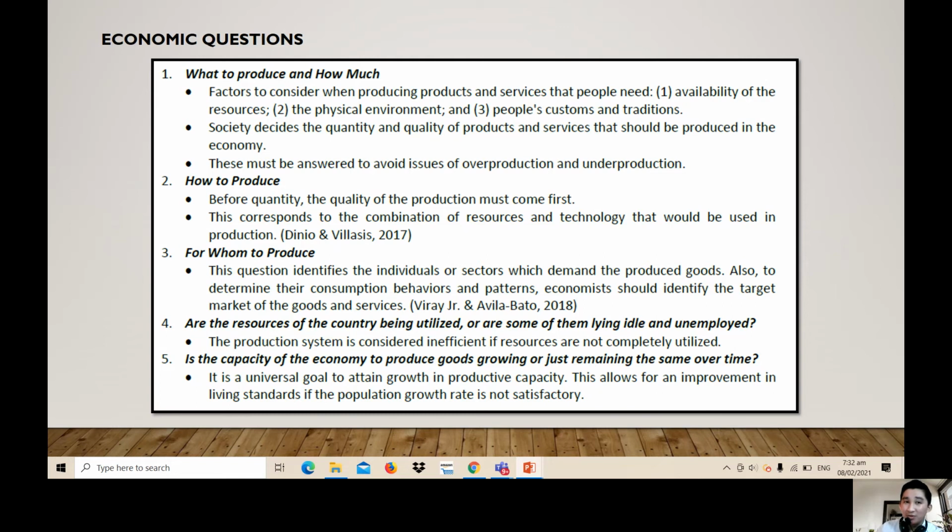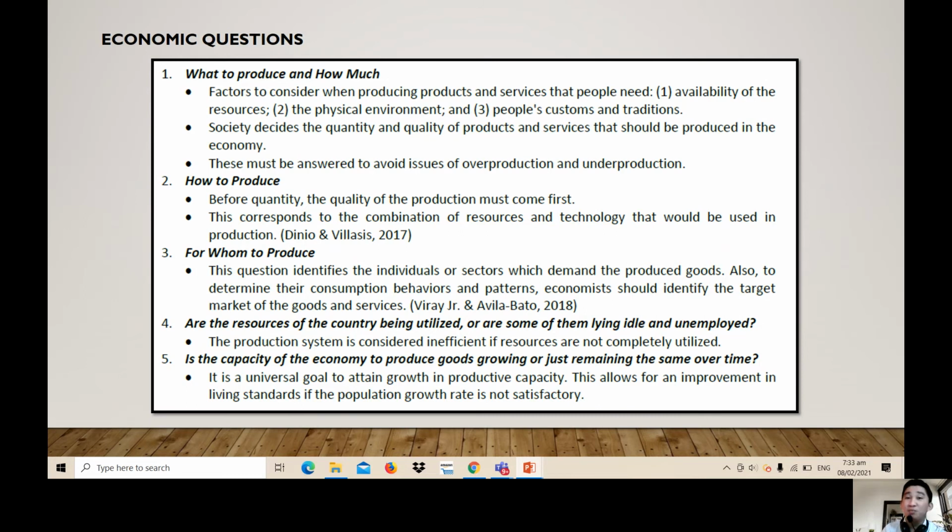Next one is how to produce. Since alam na natin kung ano yung ipoproduce and by how much, ngayon, paano na siya ipoproduce? Before the quantity, the quality of the production must come first. Diba? So it focuses more on the process of producing those identified products. Okay, this corresponds to the combination of resources and technology. Anong panggagamit natin to convert inputs into outputs? Mga machines. Ayan, that is used in the production.